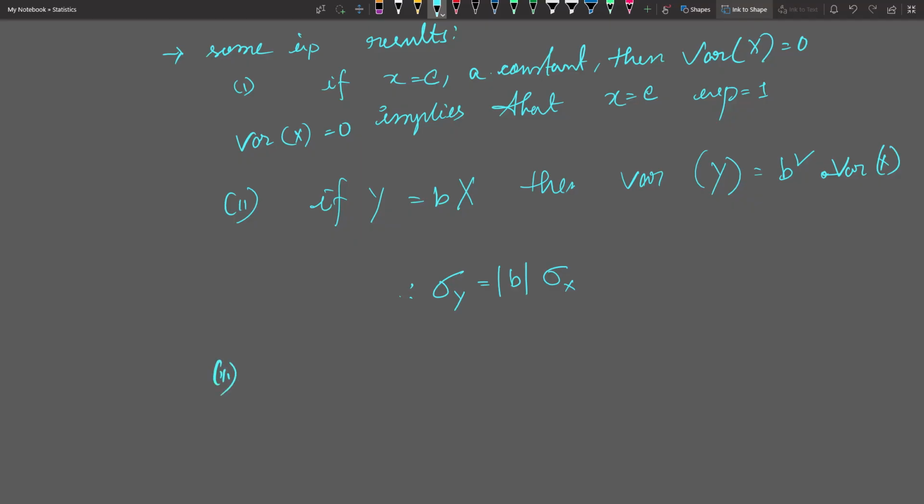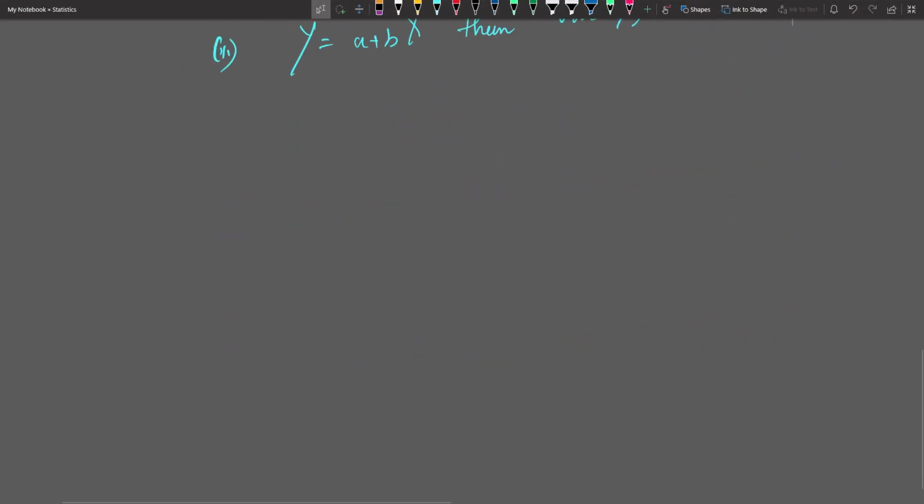And at last, Y is equal to a plus bX. Then variance of Y is equal to b squared times variance of X. So first we need to do some handwritten examples. So now we are going to the example part.